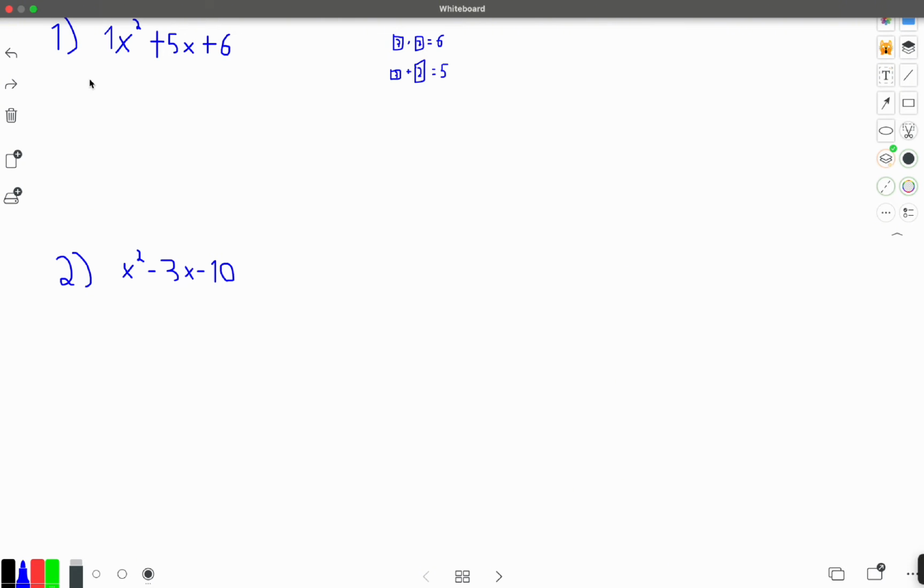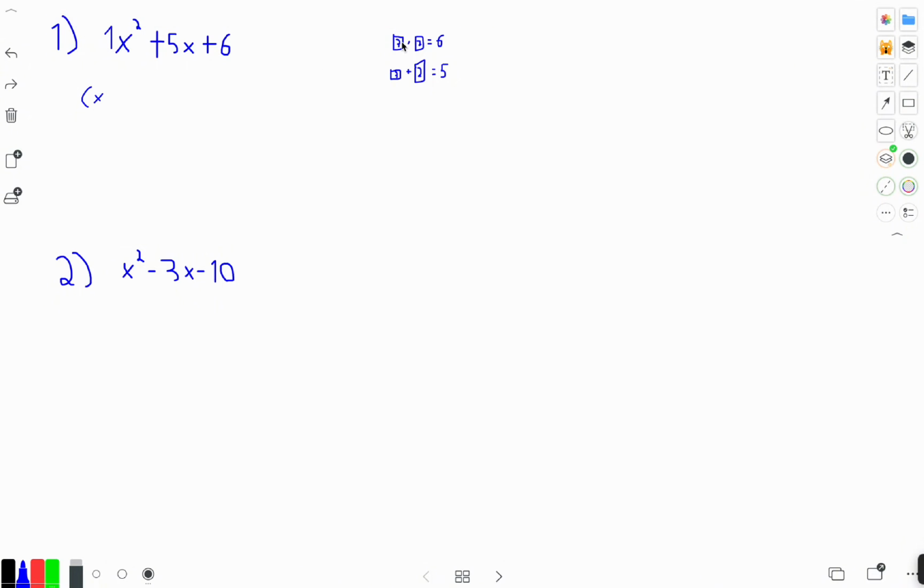Now that we have our factors, we can open up our brackets. We're going to have x plus 3, because 3 is one of our factors, times x plus 2. So you see, guys, very simple. And if we multiply all of this out, we're going to get our original statement.